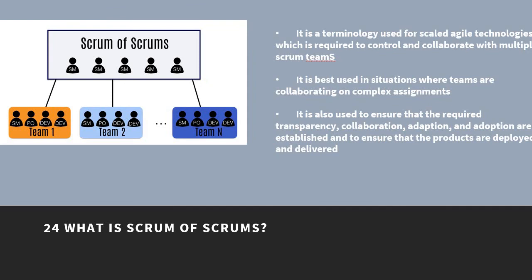What is Scrum of Scrums? It is the terminology used for scaled agile technologies which is required to control and collaborate with multiple Scrum teams. It is best used in situations where the teams are collaborating on complex assignments. It is also used to ensure that the required transparency, collaboration, adaptation, and adoption are established and to ensure that the products are deployed and delivered.